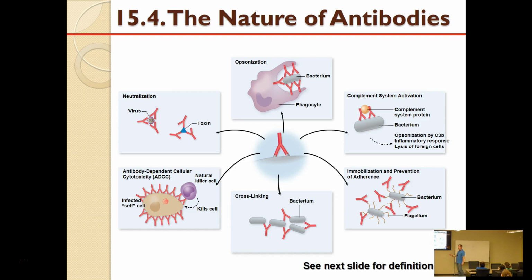Then the third one, neutralization. Notice that's for extracellular viruses and toxins. And all we're doing is blocking the toxin and virus's ability to actually cause problems by basically binding all around it, essentially blocking it. The fourth one down here is antibody-dependent cellular cytotoxicity.